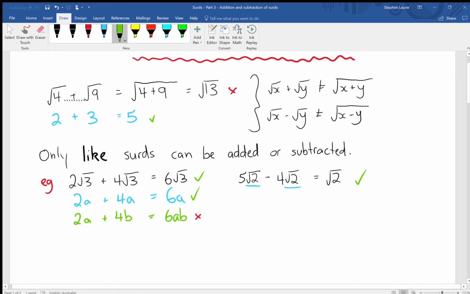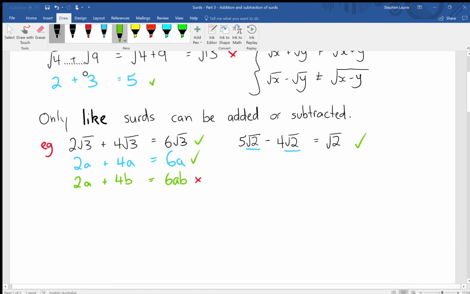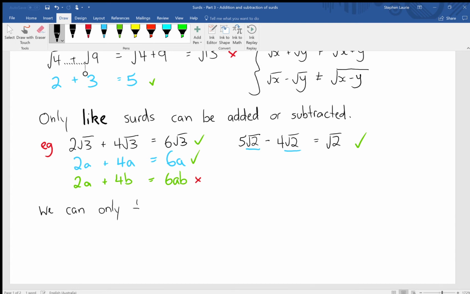Alright. Now, sometimes though, it's hard to tell if we have like surds or not. The only way we can tell for sure is if we simplify first. Now, we talked about simplifying last lesson, so we're going to have to use some of those skills now. So we can only tell if surds are like if each is fully simplified.